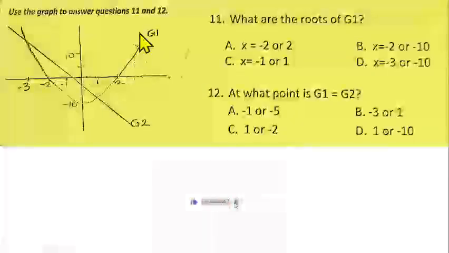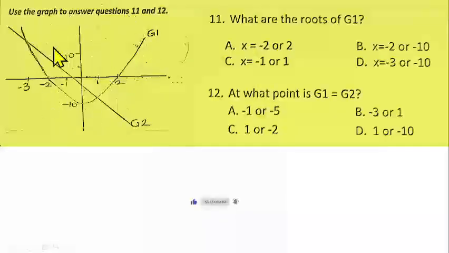For question number 11 and 12, you have to use this graph to answer. We know that this is a curve which is represented by G1, and this is a straight line which is represented by G2. And we know that this curve is a quadratic equation, because a quadratic equation is the one that will give us a curve.